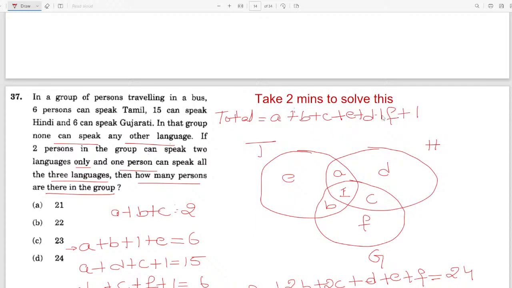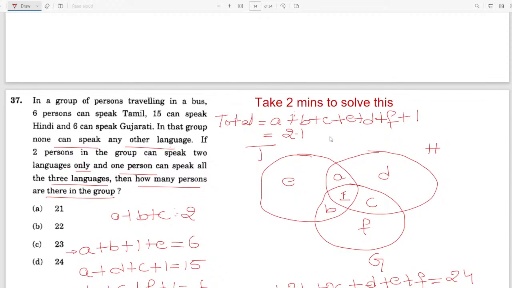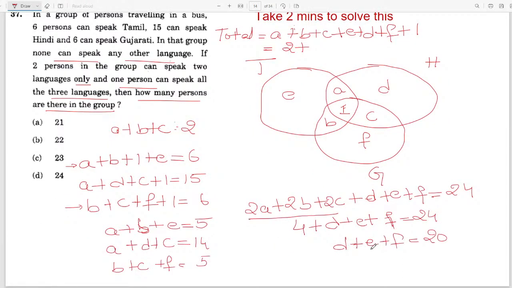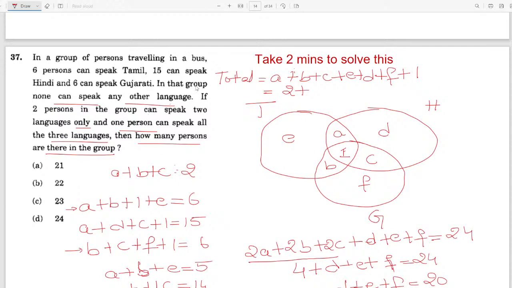So now we know A plus B plus C is 2, and E plus D plus F that we have calculated here, D plus E plus F, is 20. So 2 plus 20 plus 1 is equal to 20 plus 2 is 22 plus 1 is 23. So the number of people who are there in the group is 23.